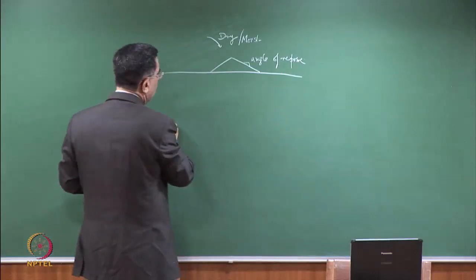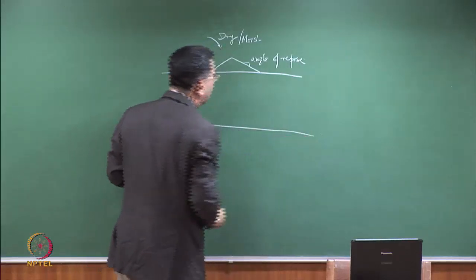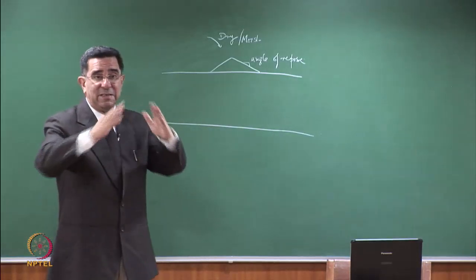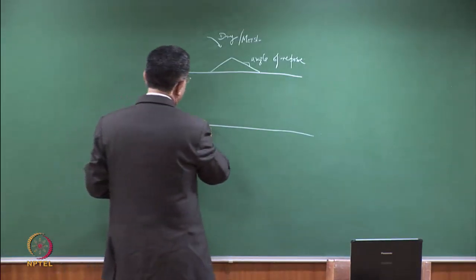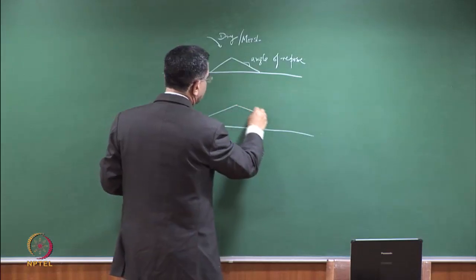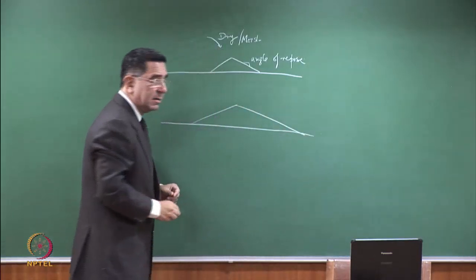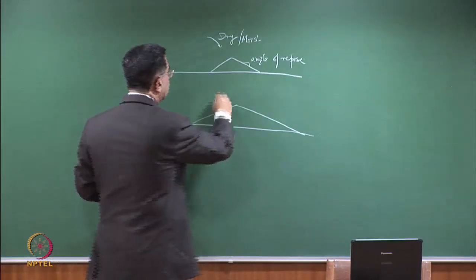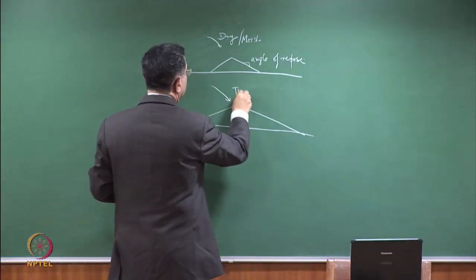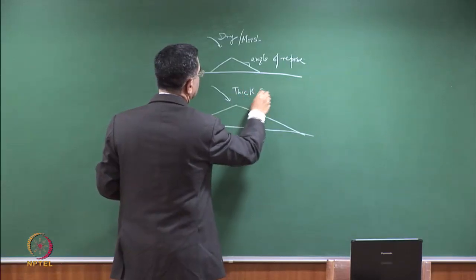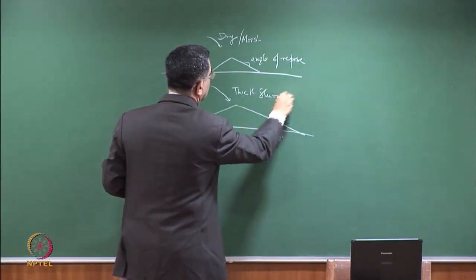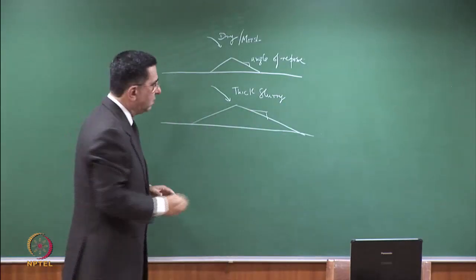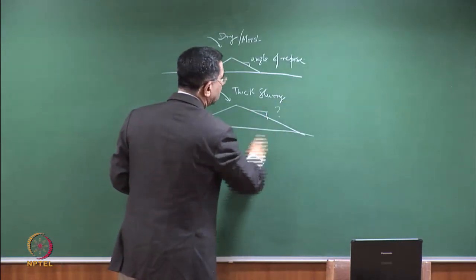When I send it in the form of a thick slurry, it will not be as steep. It is saturated, but it is not flowing. So definitely it is flatter. What is this? We'll find out soon.